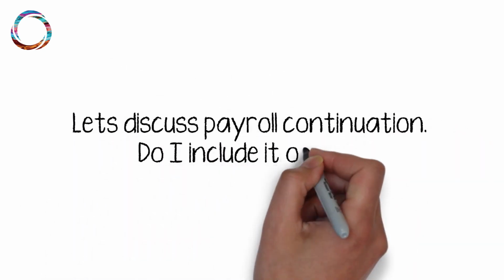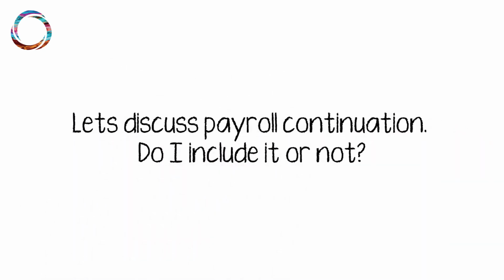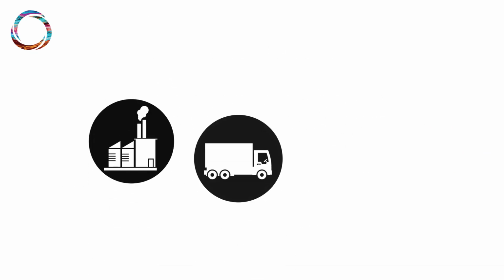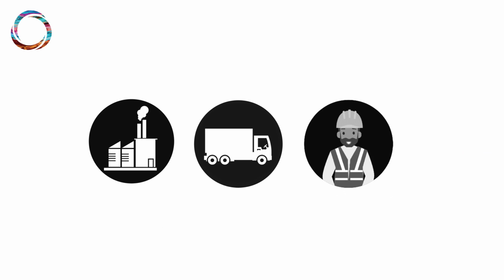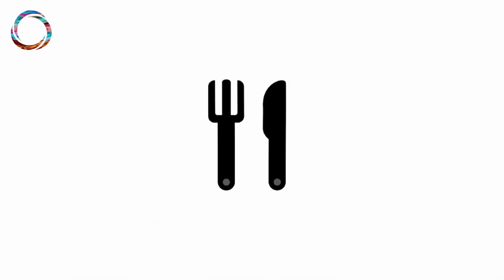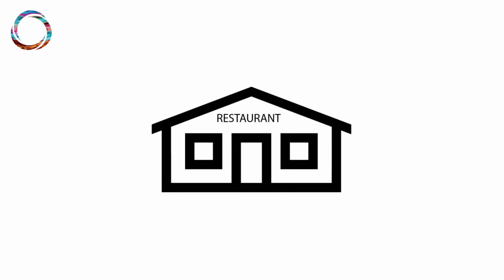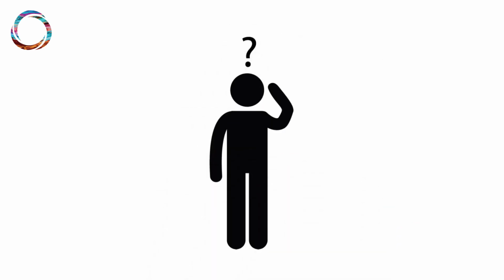Next, let's discuss payroll continuation. You may or may not choose to include this as a part of your coverage. If you're a manufacturing facility, a distributor, a construction company, it's typically fairly easy to lease another location and replace your supplies and continue operations. If you're a restaurant, let's say, it may be a little bit more difficult to identify a new location, and thus you may not want to cover the payroll of non-essential personnel.